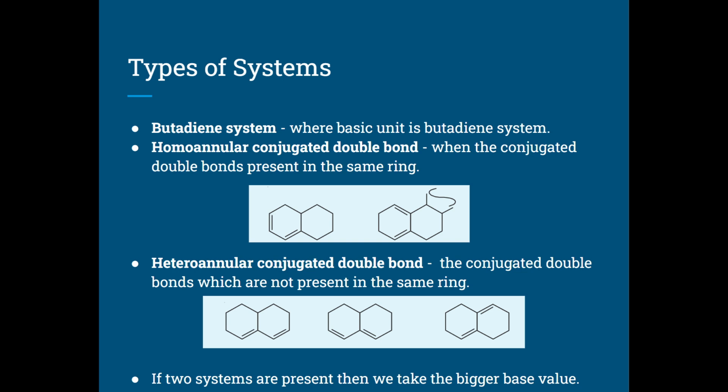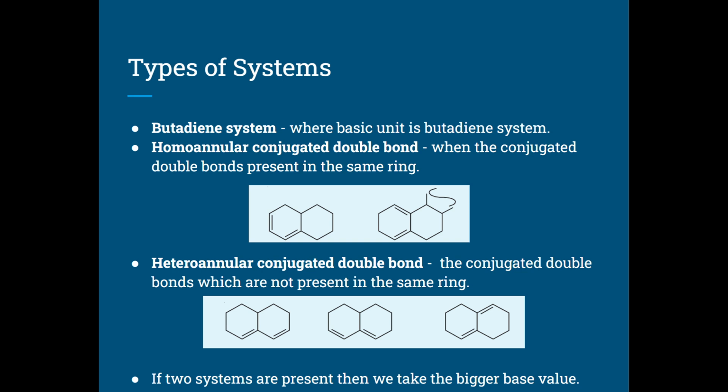Homoannular conjugated double bond. Homoannular means the conjugated double bonds are present in the same ring. So that is known as homoannular, and they should be in conjugation. It shouldn't be like one double bond is somewhere and the other is somewhere else. No, it shouldn't be like that. There should be conjugation. Heteroannular conjugated double bond is when the two conjugated double bonds are in different rings.